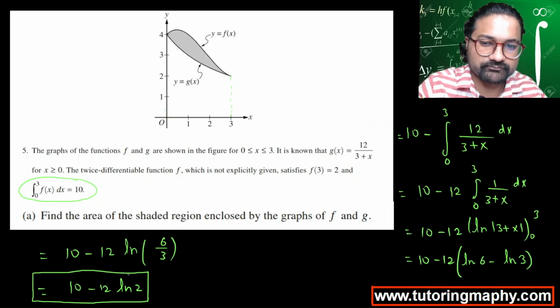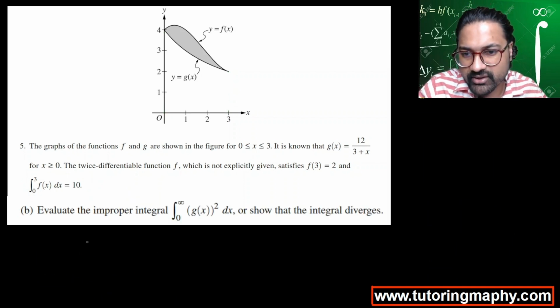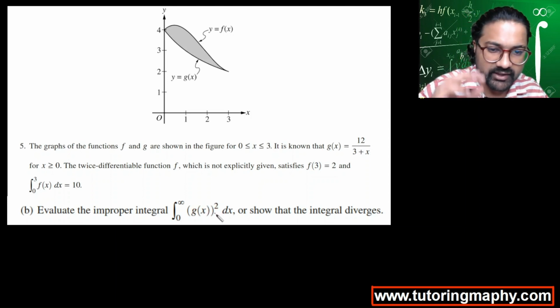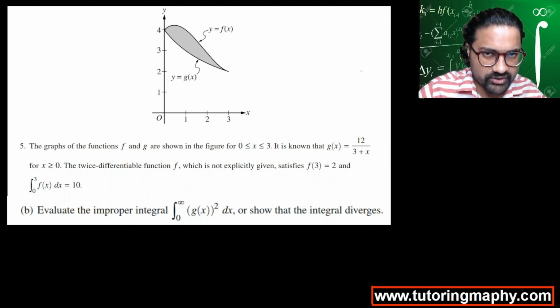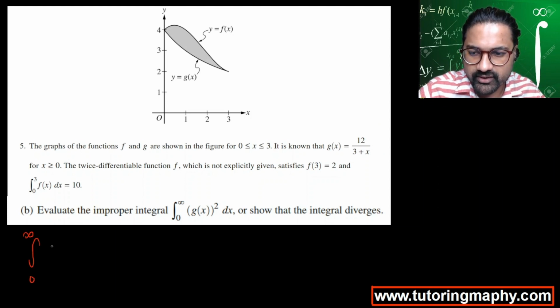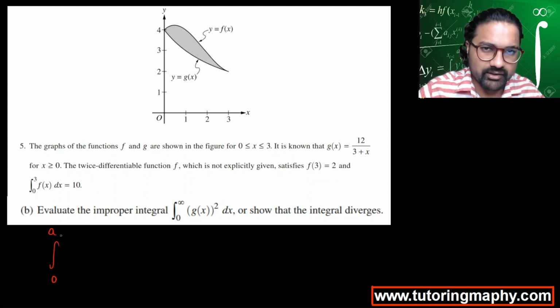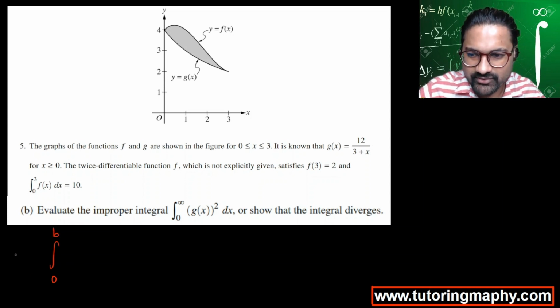So why bother? Okay. Next question, evaluate the improper integral, interesting, of g of x squared dx or show that the integral diverges. Okay, we can do that. Fortunately, the function g is already given to us. So I'm going to say that integration from 0 to infinity. But how do we write the improper integral? We just replace the infinity with whatever alphabet you like. I'm going to replace that with a. Or maybe b. Usually the upper thing is b and the lower thing is a. So just following the custom.